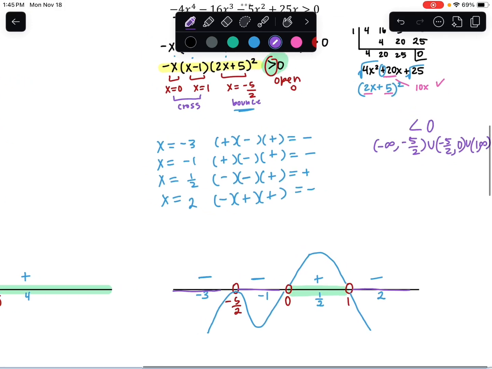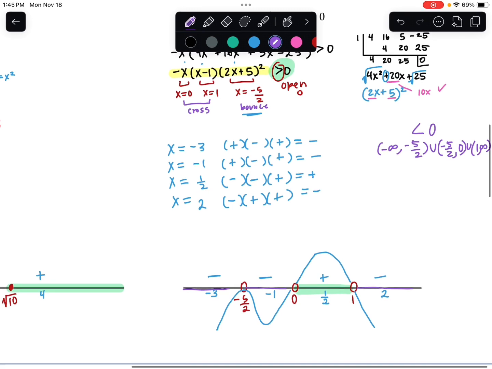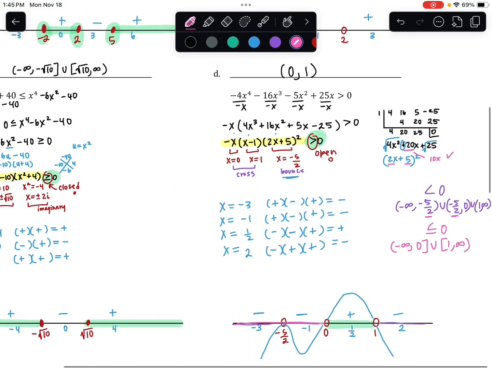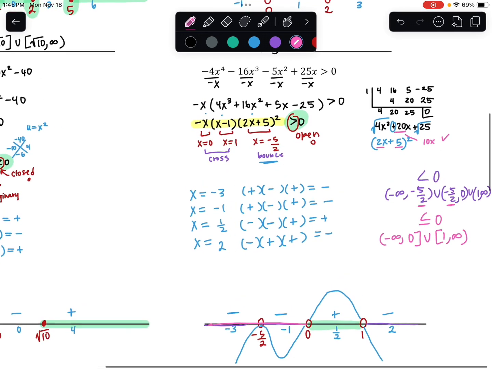So skipping over those x-intercepts because we have open circles. If instead I had greater than or equal to 0, we wouldn't even have to skip over the x-intercepts. We would just go right through it. And so our interval would end up being -infinity all the way to 0, and we would use a bracket and then pick back up from the 1 and go to infinity. So be very careful with these inequalities. Changing one small part of the symbol completely changes what your solution looks like.